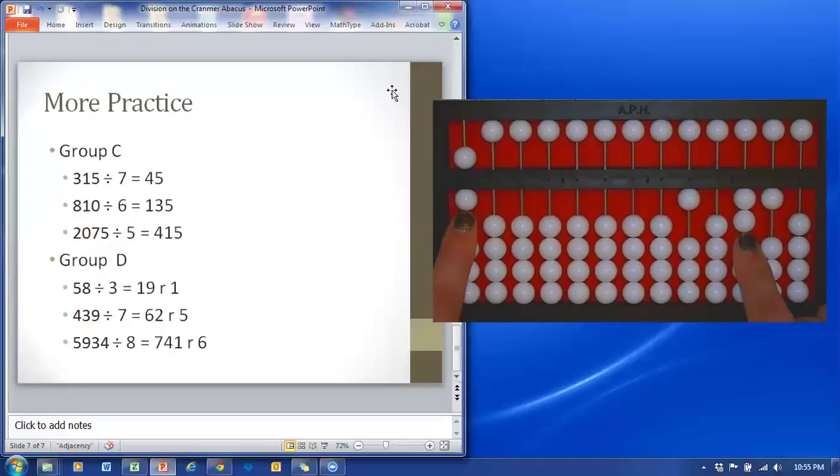6 doesn't go into 2, but I can use 2 with the next column 1 to have 21. 6 goes into 21 3 times, so I'm going to move over 2 columns from the 1 in 21 to get 3. 6 times 3 is 18, that's 1, 8. So in the first column, I'm going to remove a 1. In the next column, I'm going to have to remove 8.